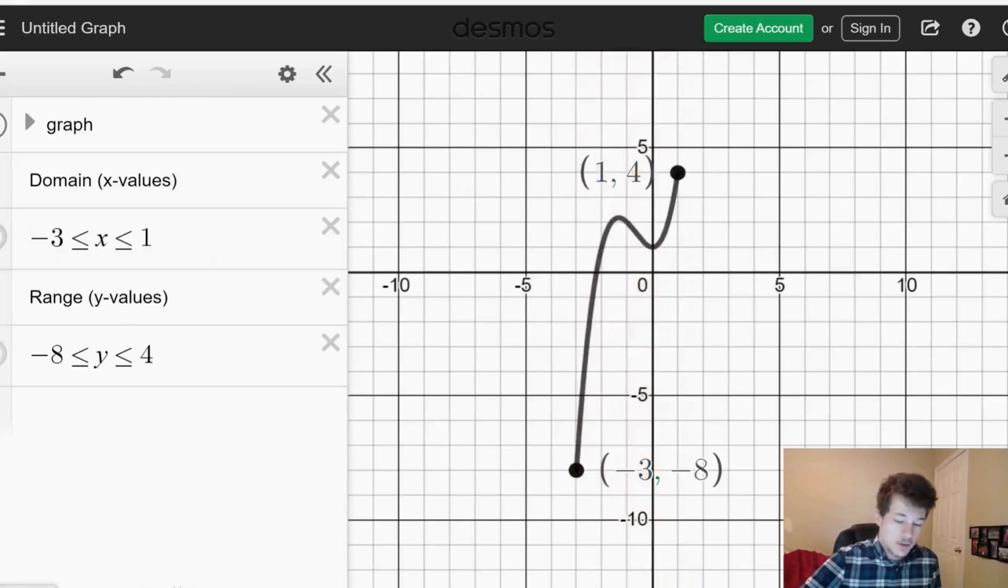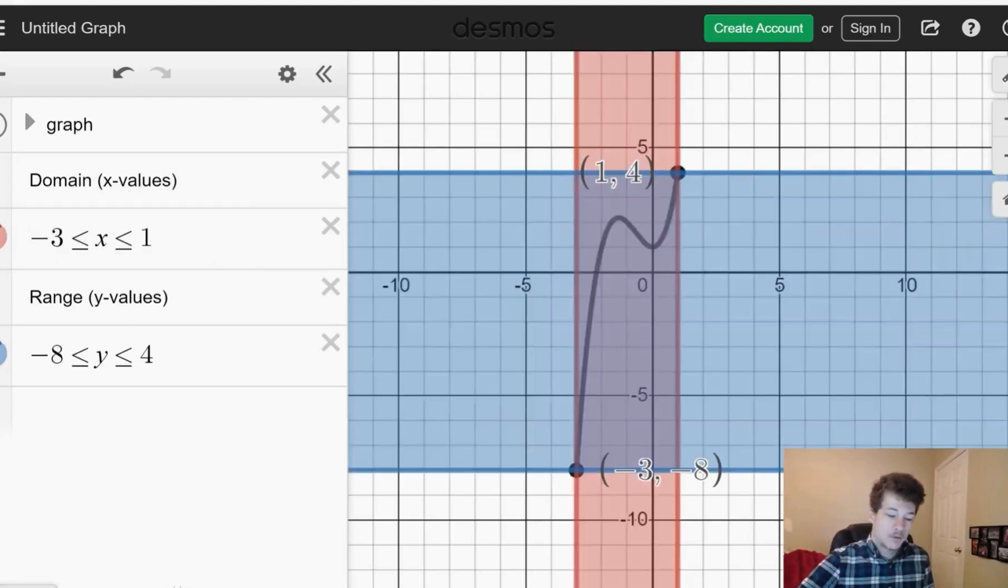For range, it's the same thing, except here I'm looking at the two y values, -8 and 4. If I show that, I can see both the domain and range at the same time, and you can see why domain and range is used. It's kind of like a boundary, a left and right boundary and a bottom and top boundary for that graph. It basically makes a rectangle around the entire thing, saying how far to the left it goes, how far up it goes, and so on.